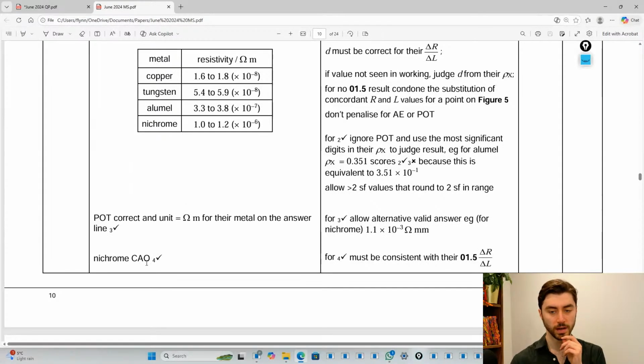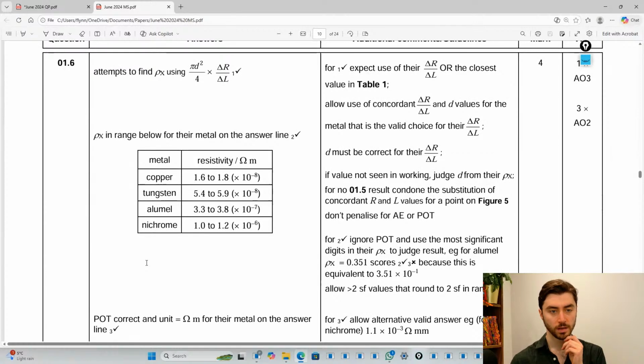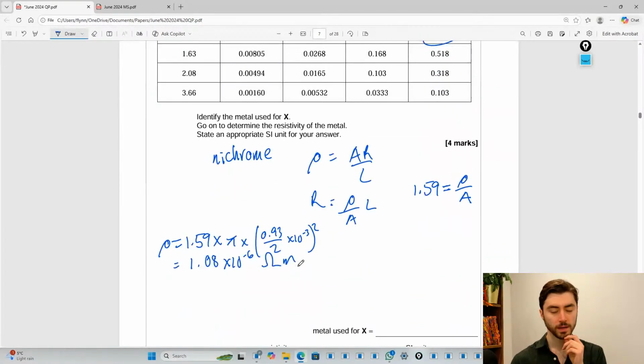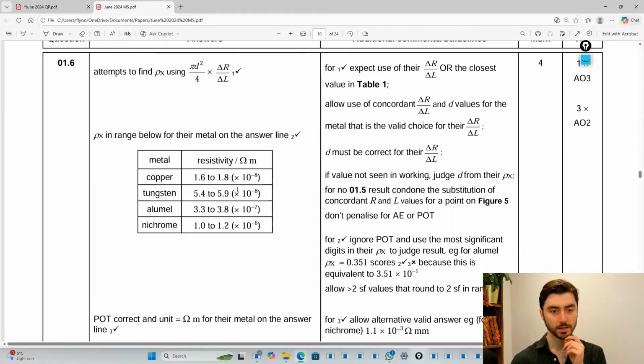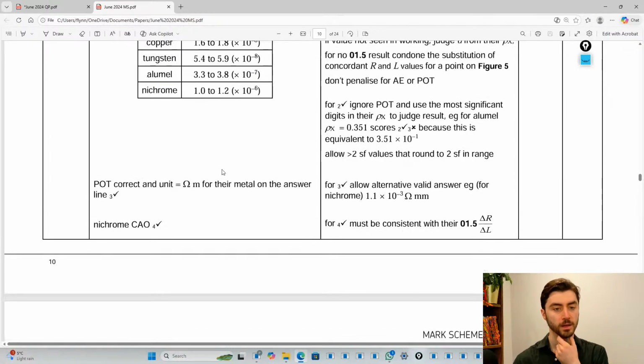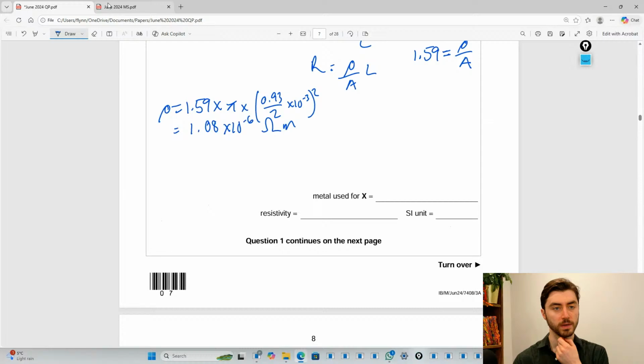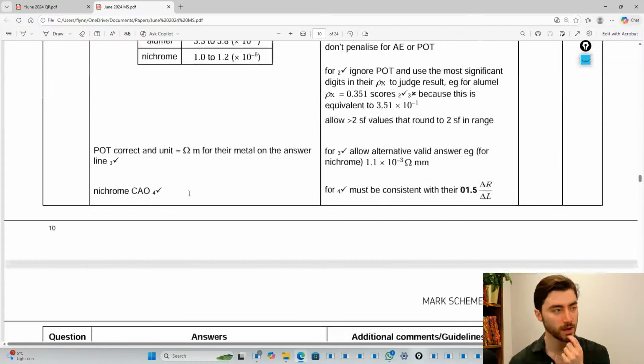So it is nichrome, certainly. Now, what did I find? I said 1.08 times 10 to the minus 6. Boom, that is in range. Allow more than 2 sig figs that round to 2 sig figs in that range. Good. And I've got ohm meters for that mark. Good. Okay, so I've got full marks on that part.